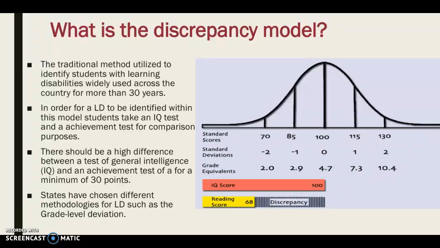strategies. And also, states have chosen different ways of approaching these methodologies. For example, there's the grade level deviation, where the expected grade level score is compared to an actual grade level score that the student is portraying in their achievement. So there are different types of discrepancy models that can be used across the country.